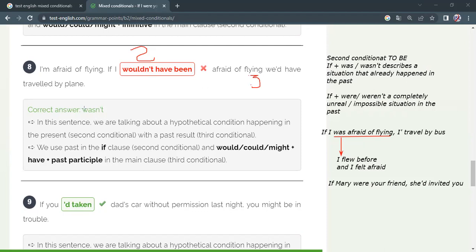In this case, if Mary were your friend, it means she was never your friend. That's the difference in the second conditional for using was or were. What happens if I write, if I wasn't afraid of flying? It means that you had flown before and you didn't feel afraid. If I weren't afraid of flying, you are afraid of flying, but you didn't do that before.